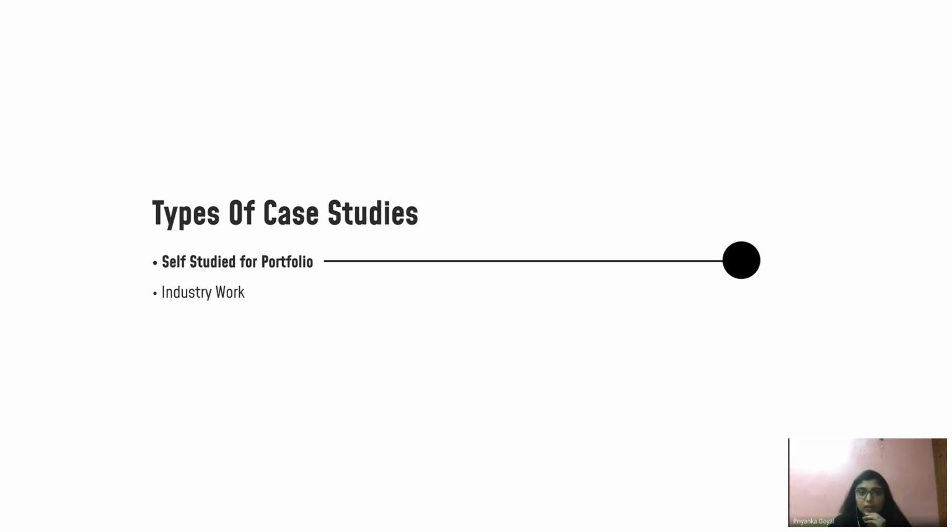Okay. So what kind of case studies are there? There are two types of case studies. First is the self-study portfolio and the other one is industrial work. There is a very small difference between the self-study portfolio and the industry portfolio. But it is very important for you to understand how and when to choose a self-initiated project and when to show the industrial work.